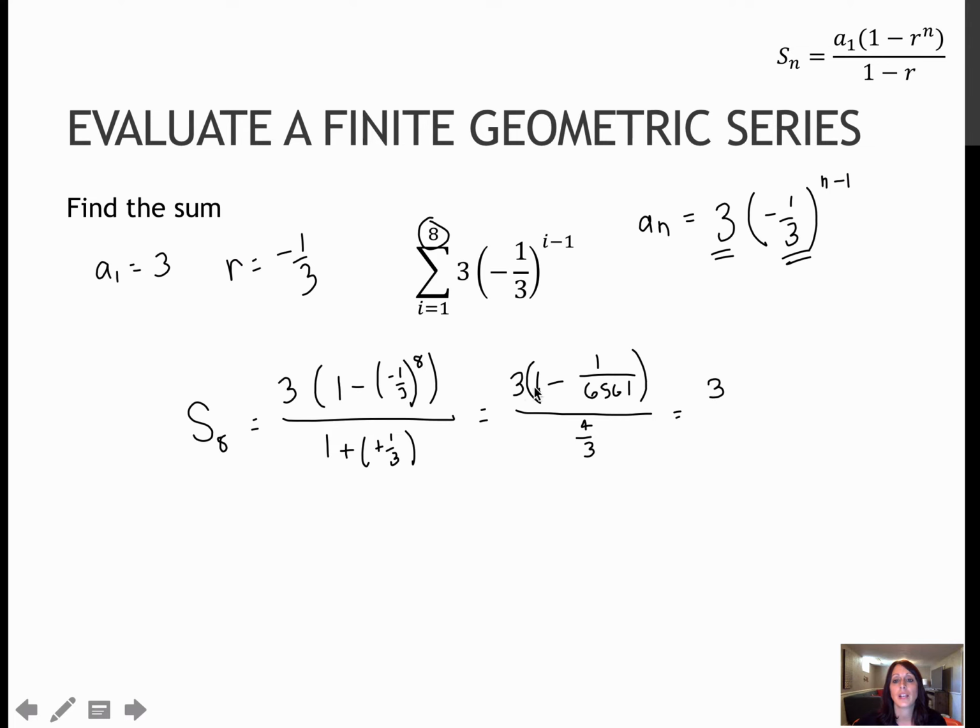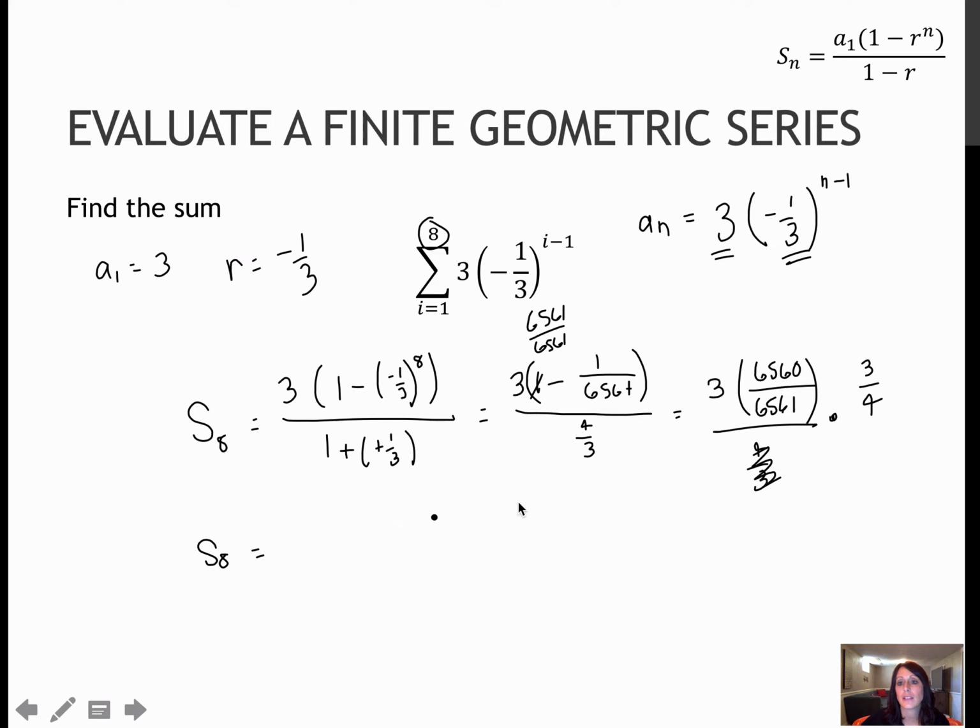On the numerator, I'm taking 1 minus 1 over 6,561. So if I changed 1 into 6,561 over 6,561 and I subtracted, I would get 6,560 over 6,561. And this is divided by 4/3. And so instead of dividing by 4/3, I'm going to multiply by 3/4 because it's easier than having so many fractions.